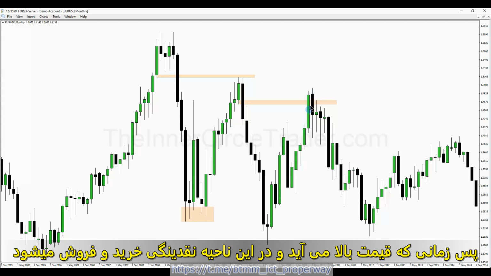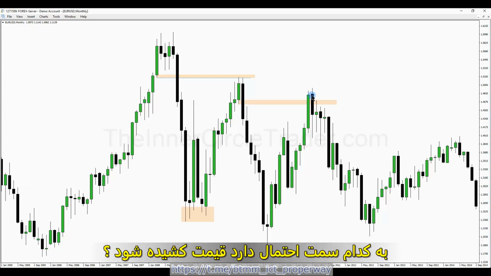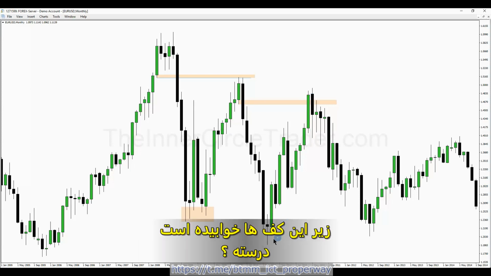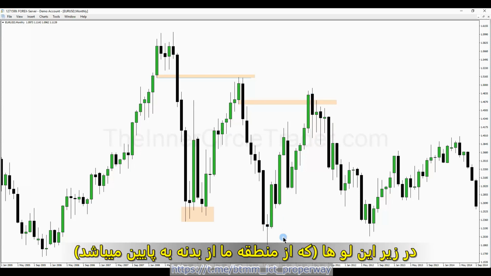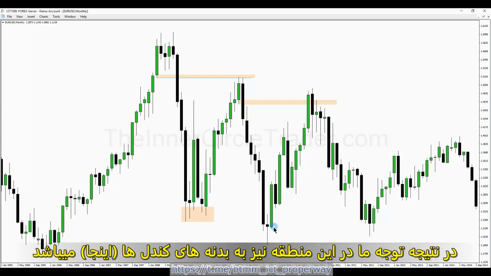So when price trades up and hits this area of liquidity, where are we going to be expecting to see price trade to? Well, the largest area of liquidity was going to be resting below these lows, or this low, rather. Look closely. Just like we showed over here with the bodies of the candles, we're going to look at the bodies of the candles here.